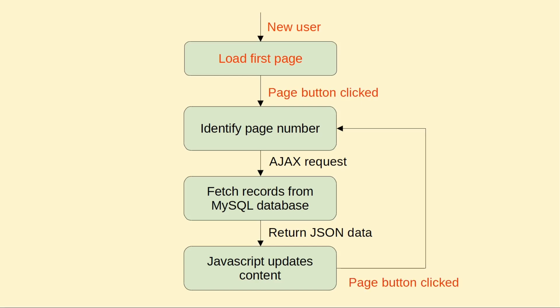When the user clicks on a page button, JavaScript sends a request to the server specifying which page of data is needed. When the server receives a request, it filters records from the database, converts them into JSON format, and sends it back to the client. When the client-side script receives the returned JSON data, it uses it to update the web page with new content. Now, let's turn these flowcharts into actual code.